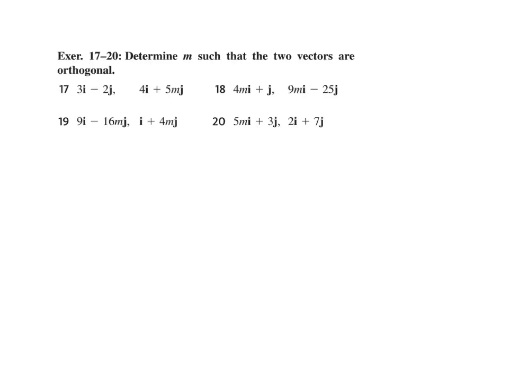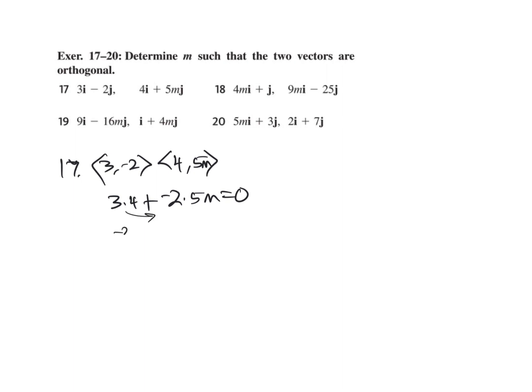Okay, determine M such that the two vectors are orthogonal. So on 17 here, we get 3, negative 2, and 4, 5M. All right, so orthogonal means their dot product, 3 times 4 plus negative 2 times 5M, has to be equal to 0. So we're going to subtract 12, and this right here is negative 10M. Now negative 10M equals negative 12. Divide off the negative 10, and M is 12/10. Divided by 2 is 6/5. So M has to be 6/5 in order for those to be orthogonal.